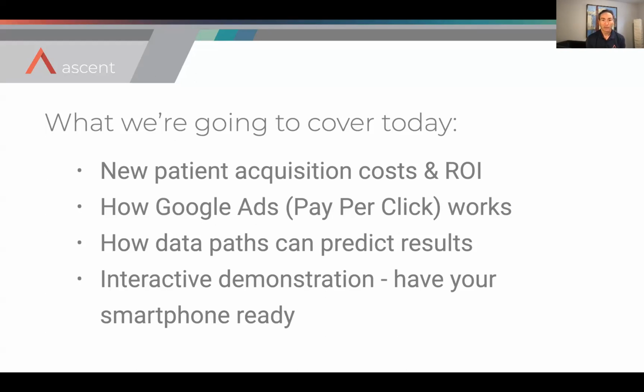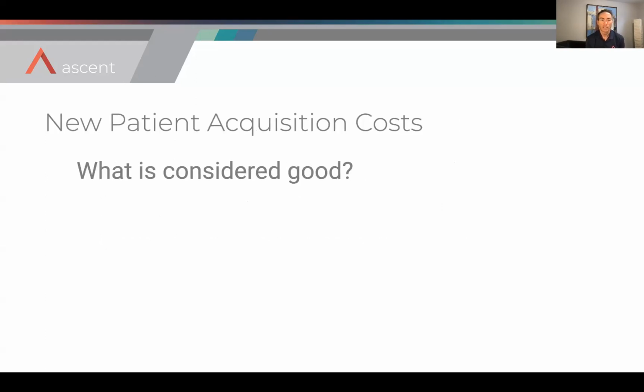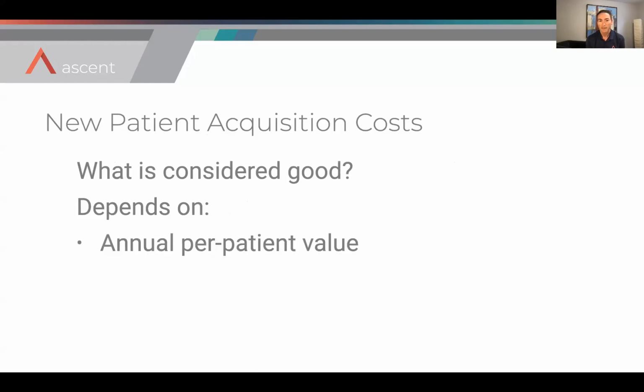All right, so let's start with new patient acquisition costs and talk about what is considered good. Like all questions in business, that really depends on a few things. The first one is, what is your annual per patient value? We've worked with many practices over the years, and some practices we've seen have $1,600 per patient annual value. Others we've seen with $250 annual per patient value. And depending on what your patients are worth, obviously that's going to change the amount that it makes sense to spend on bringing in a new patient.